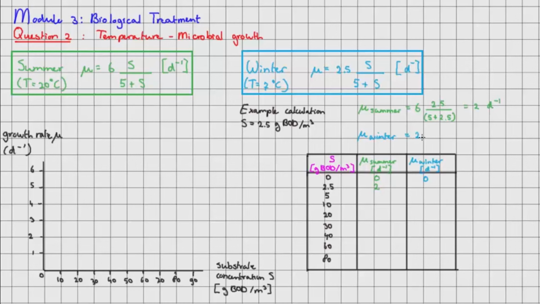And similar for the winter, we have 2.5 for our maximum growth rate, 2.5 for our substrate concentration, divided by 5 plus 2.5, which is equal to 0.83 per day. We also fill that in our table.